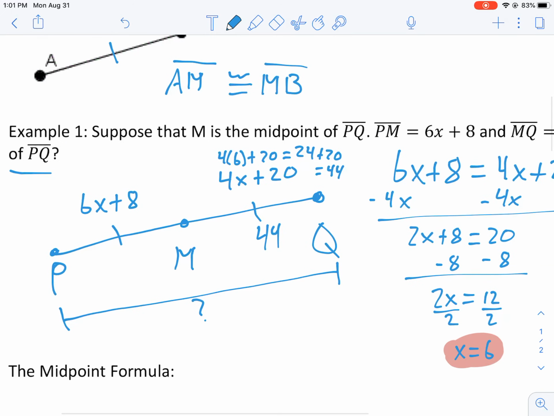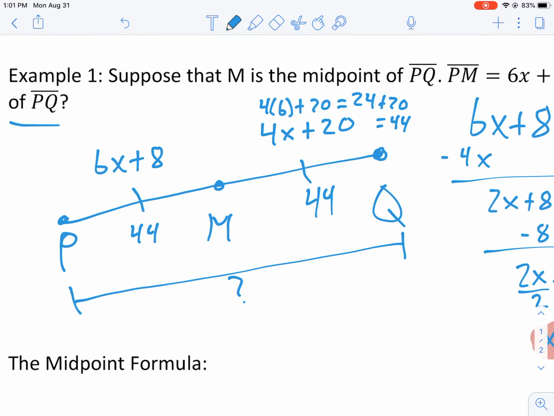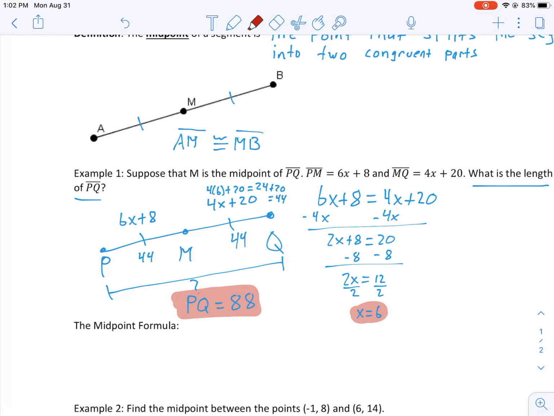Now, do I need to plug in 6 again over here? Okay, the answer is no, because since we know they're equal, we know that this also must be 44, which means PQ equals 88, right? 44 times 2, or 44 plus 44. And that will be our actual answer, okay? So that's just one type of problem that they can ask for this.